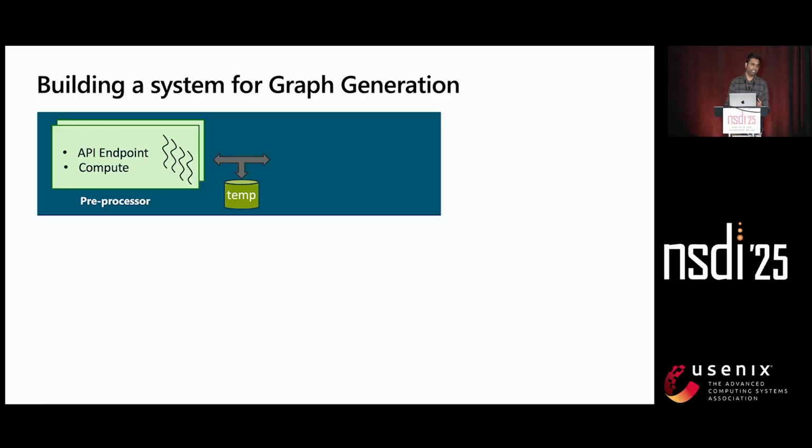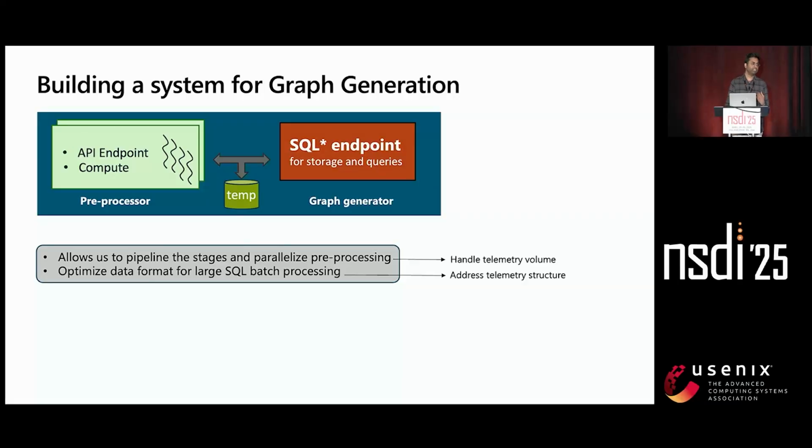We implement an architecture that consists of two stages. The first is a pre-processing stage that uses scalable compute. And the second is a graph generation stage that uses SQL-based batch processing. This architecture allows us to pipeline these stages: once we complete pre-processing, we send the data to the SQL processing, and as the SQL processing is running, we pre-process the next batch of data. This lets us flexibly parallelize and scale the pre-processing stage to handle the volume of telemetry.